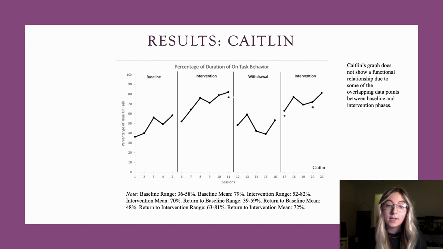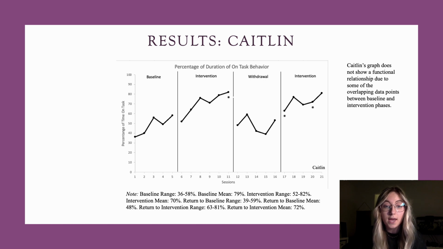So for my results for this study, my baseline range was from 36 to 58%. My baseline mean was 79%. The intervention range was 52 to 82. My first intervention mean was 70%. My return to baseline range was 39 to 59. My return to baseline mean was 48. My return to intervention range was 63 to 81. And my return to intervention mean was 72.